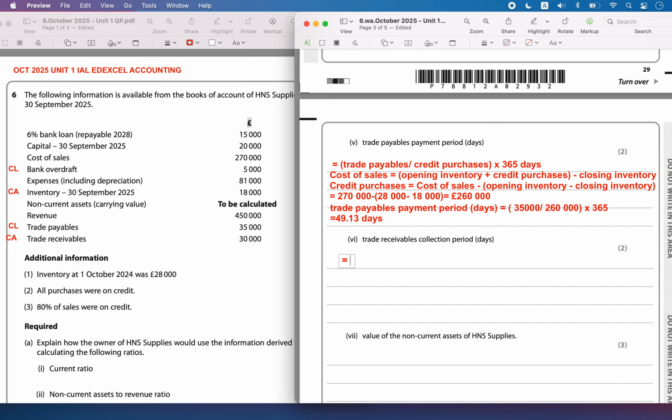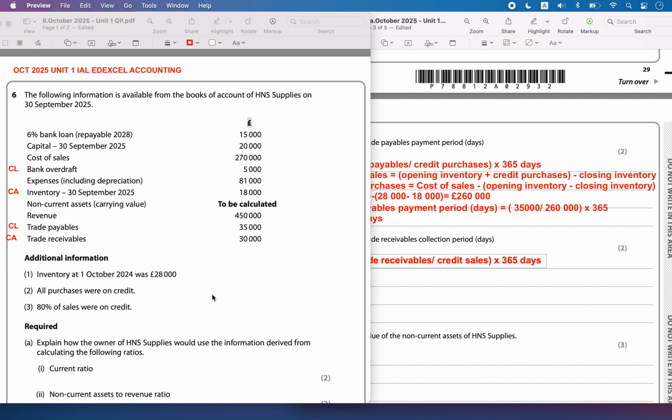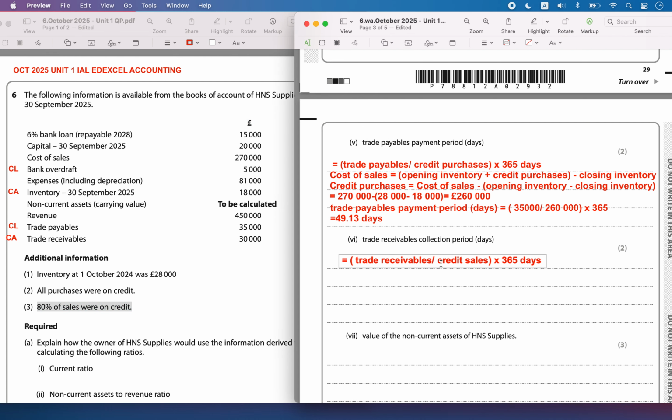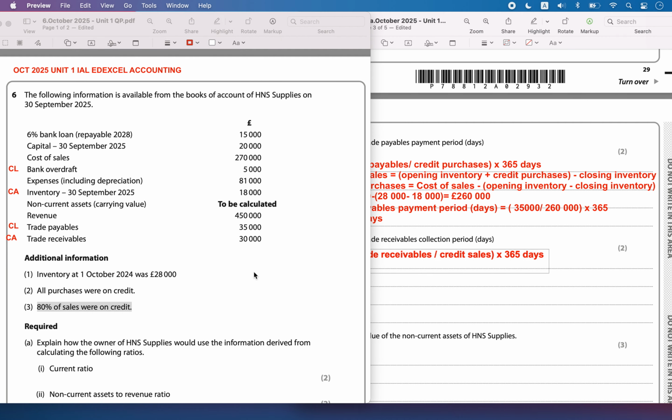Then trade receivables collection period in days. That is going to be trade receivables at the top, divided by credit sales, and then multiplied by 365 days. Now here it is given that only 80% of the sales was credit. So we have to take only the 80% as credit sales.